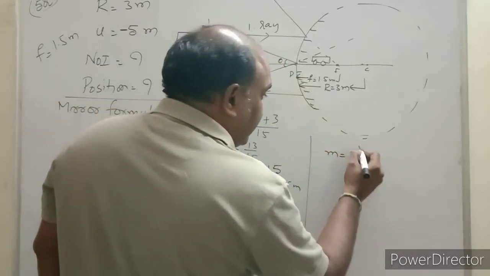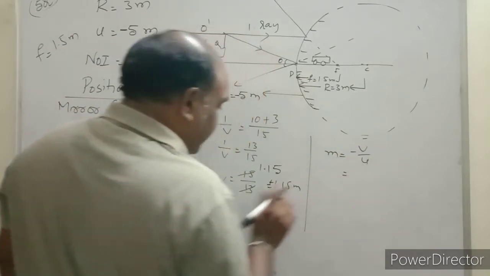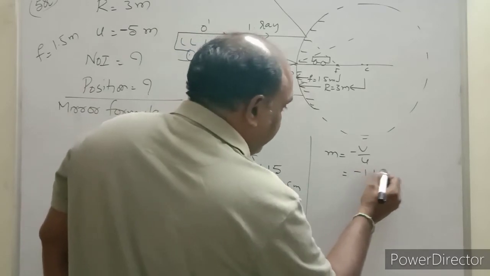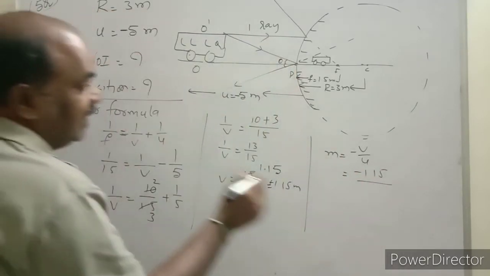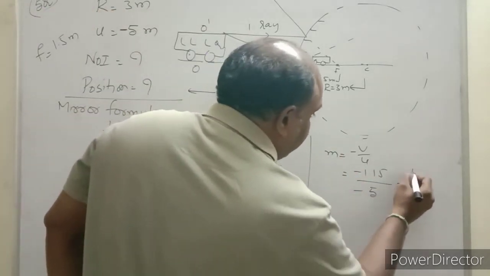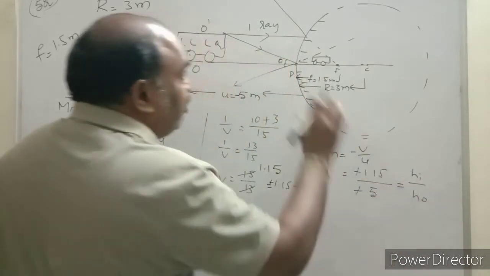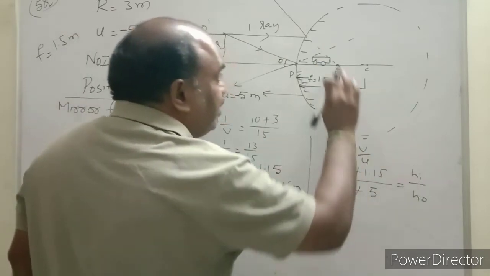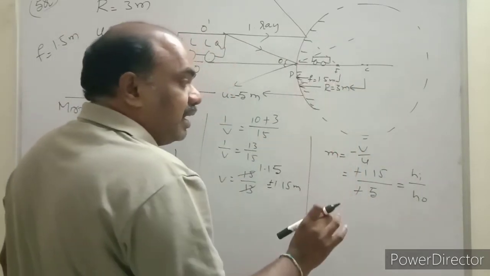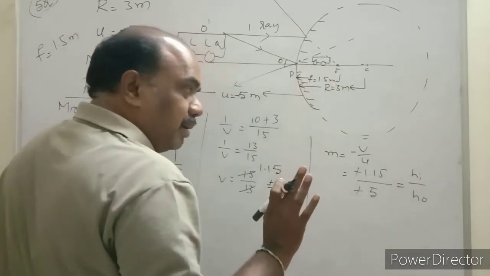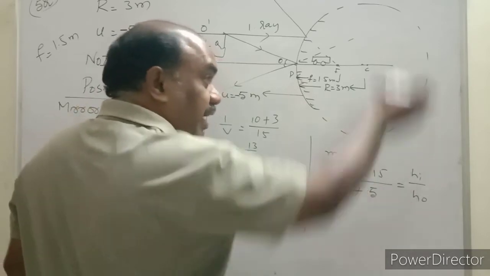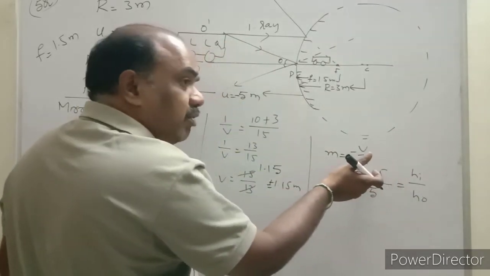That also we will find: minus v by u. What is v? Minus 1.15 by u. What is u? Minus 5. That is equal to hi by h naught, compare. Minus minus cancel. If the height of the object is 5 meter, the height of the image is only 1.15 meter. Very small image is formed. Try to understand: if it is 5 meter, the height of the image will be only 1.5.